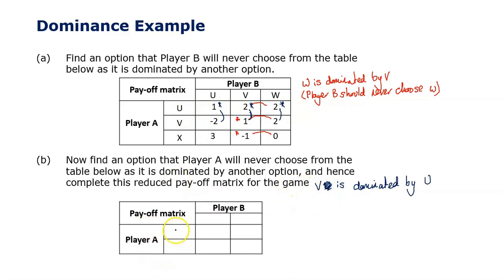So what it's really saying is here, player A should play U and X, and player B, we said, should never choose W. So we've got U and V, and so we've got just a more straightforward table, effectively. U is still 1, and all I'm doing here now is copying that number. UV is 2.